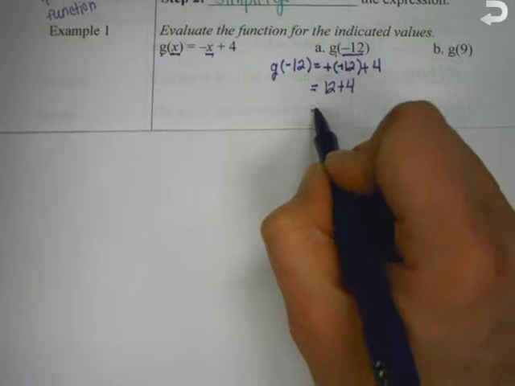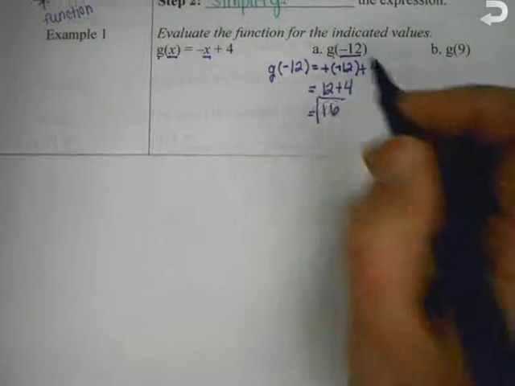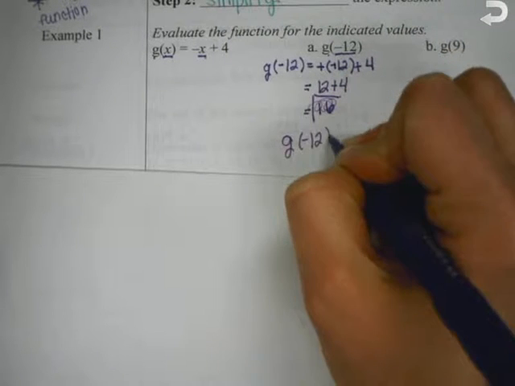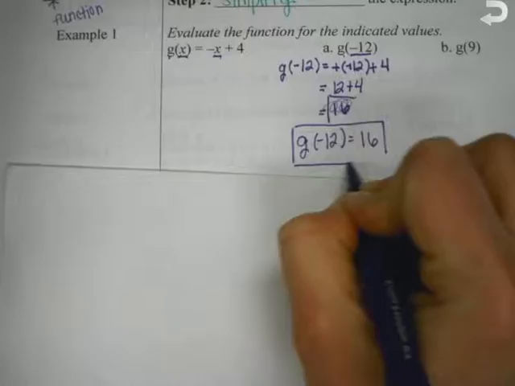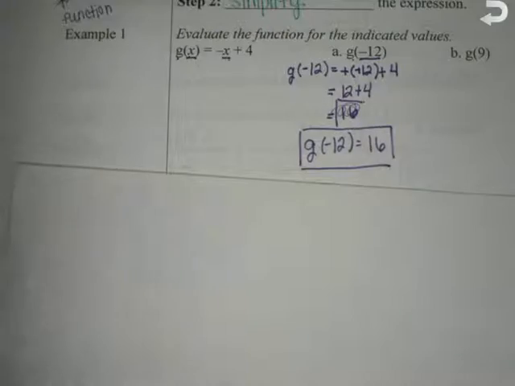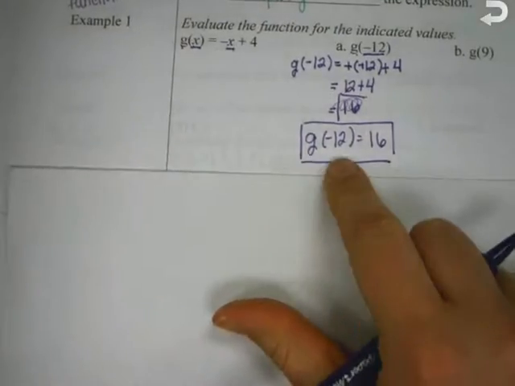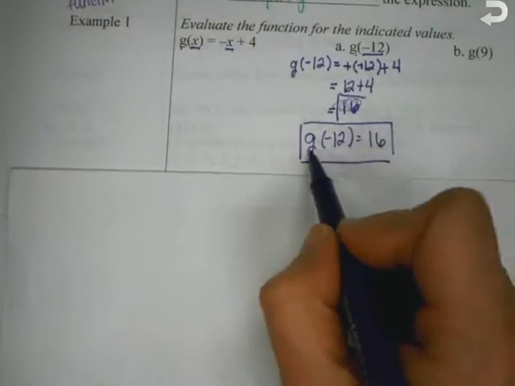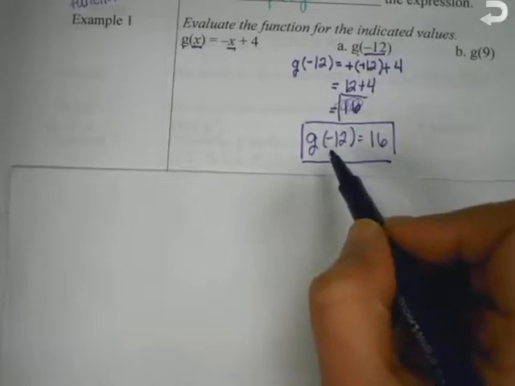Wait, what? What about the other? So we would actually write this as our answer. Let me rewrite this. G of negative 12 equals 16. Okay? Because we have to specify now that I plugged in negative 12 for this one. So the function using negative 12 equals 16. You should only get one answer. The g of negative 12 is just telling us what we plugged in for x. So it's telling you here, I plugged in negative 12.